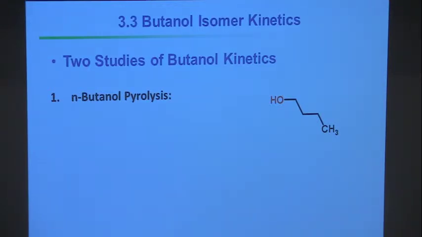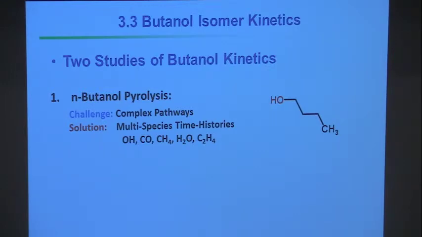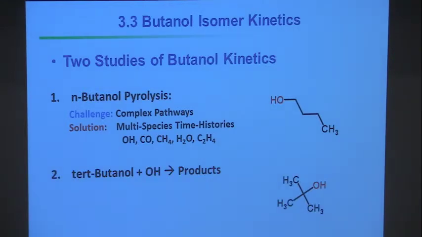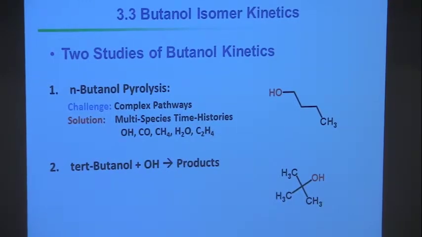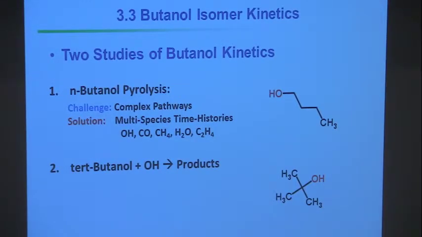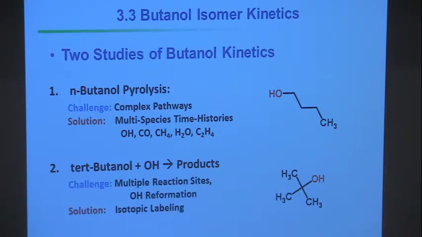Here we have this normal butanol. Our strategy was to try to measure several things and see if we can build a picture of this. Now there's the different isomers of this, tert butanol. There's different structures for this compound, so you have to kind of sort that out. There's multiple reaction sites and there's multiple isotopes. And so we use something called isotopic labeling.